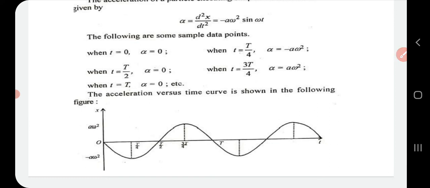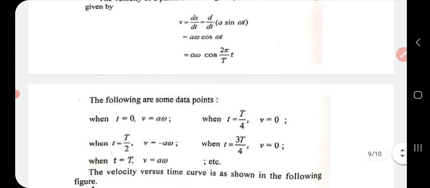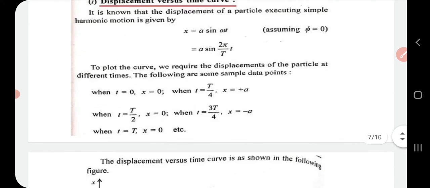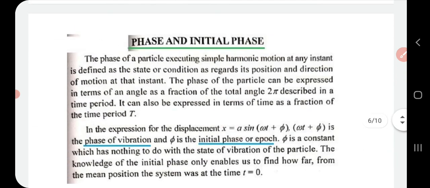Sometimes they will specifically ask you to explain and draw the curve of any one, that is displacement versus time, or acceleration versus time, or velocity versus time, etc. Sometimes they will ask all the three. From here, the possible question is, what is phase? How is it described? From the second paragraph, what is initial phase? What is its significance? That is, it helps us to know how far from the equilibrium position the system is at time t equal to 0.